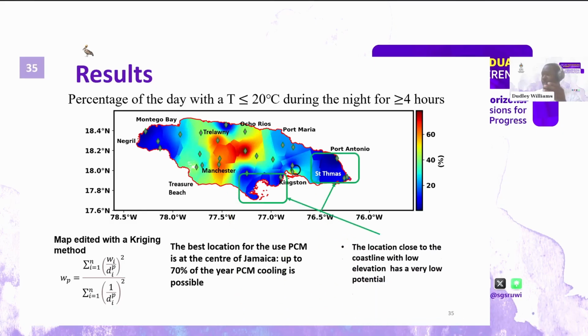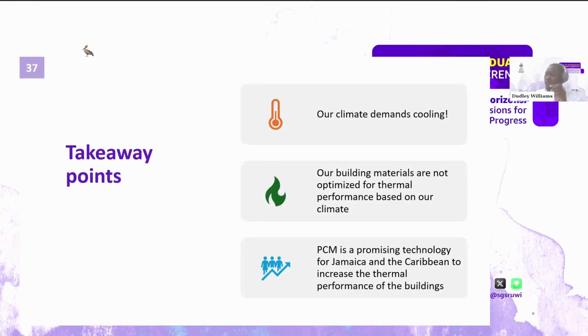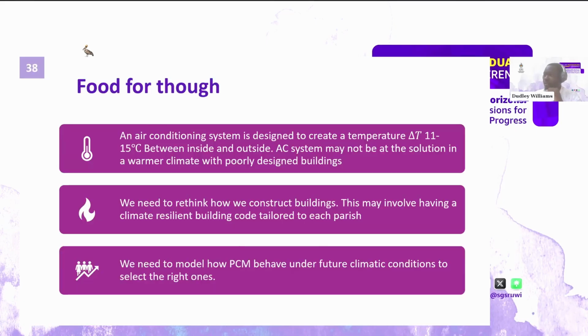However, our coastal regions have low thermal potential, and therefore they might need a higher phase change temperature material to utilize this technology. In conclusion, our climate demands cooling. Our building materials are not optimized for thermal performance based on our climate. Phase change material is a promising technology for cooling buildings in Jamaica.